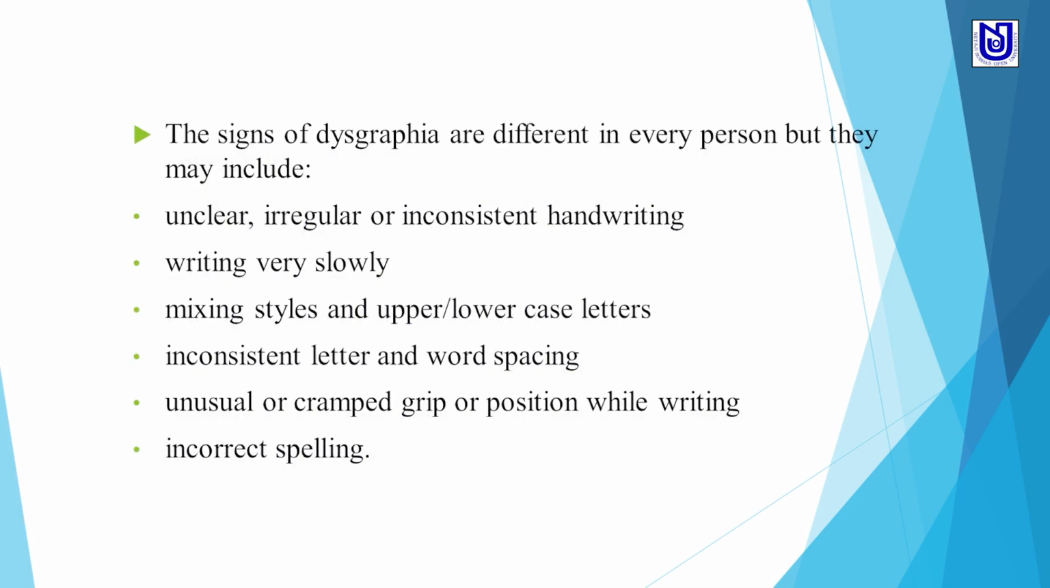The signs of dysgraphia are different in every person, but they may include unclear, irregular, or inconsistent handwriting, writing very slowly, mixing styles and upper and lowercase letters, inconsistent letter and word spacing, unusual or cramped grip or position while writing, incorrect spelling.